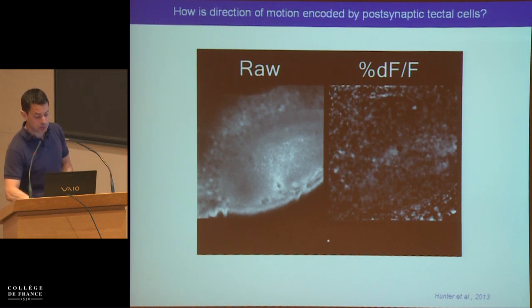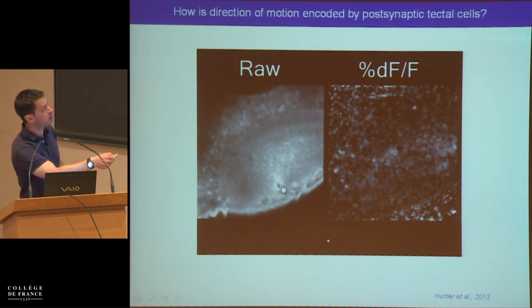And so here's a movie of the tectal cell responses. So here are all the tectal cell bodies. This is the neuropil where all the axons are coming in.